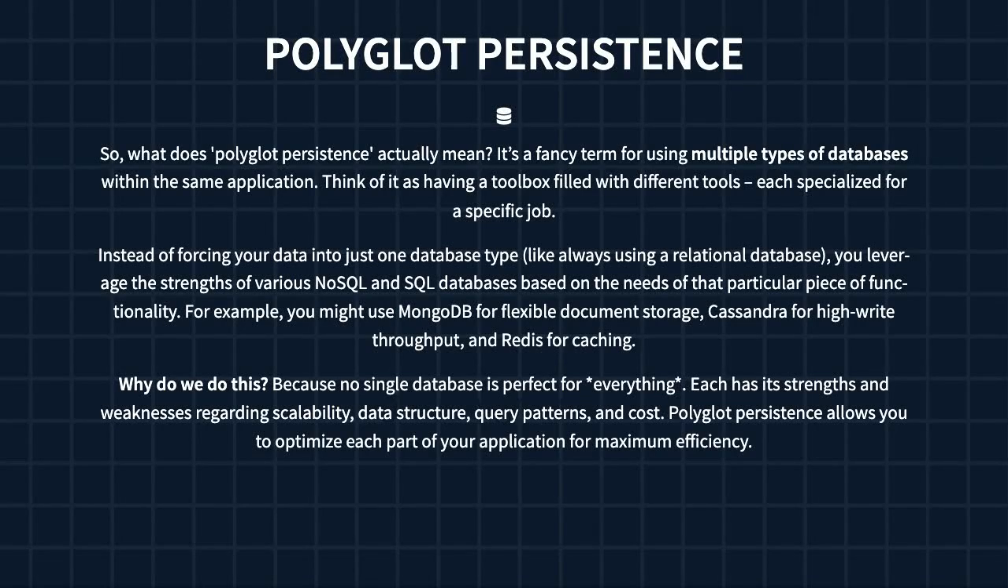Okay, let's talk about polyglot persistence. It basically means using different kinds of databases within a single app. Think of it like having a toolbox with specialized tools. Instead of sticking with just one database type, you choose the best tool for each specific job. Maybe you need a super fast option for caching, or a really robust system for handling lots of writes, and that's totally fine. It's all about optimizing your application by leveraging what each database does best.